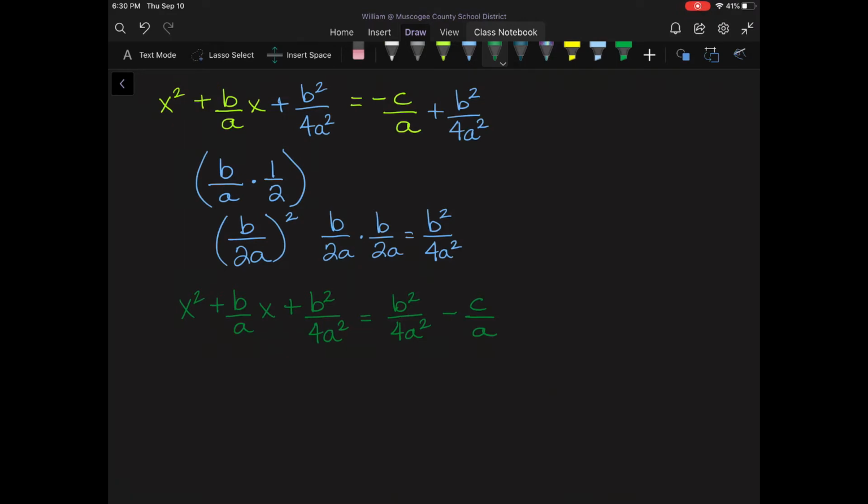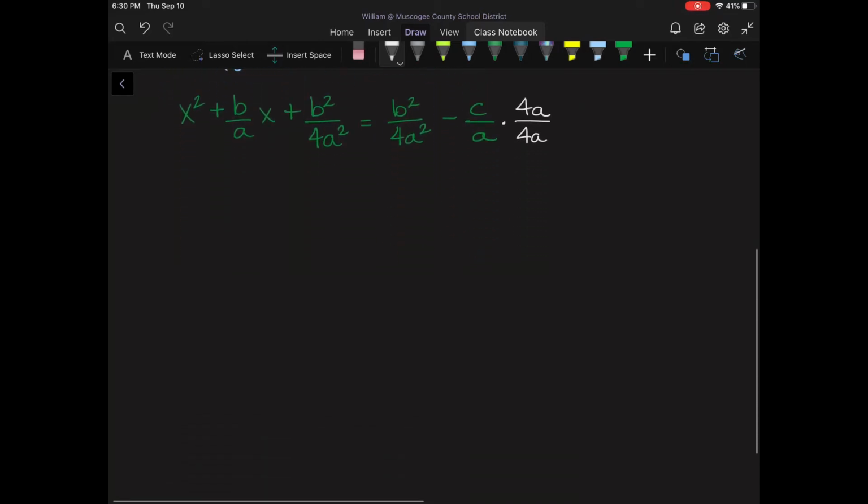So what we're going to do now is we're going to try to subtract these two on the right. Well, in order to subtract, we know that we have to have common denominators. So c over a, we're looking at the denominator a, and we need to say, okay, what do we need to multiply by in order to make it look like 4a squared? And that is 4a. So remember, if you do it to the bottom, you have to do it to the top. So now I have b squared over 4a squared minus 4a times c is 4ac, and then 4a times a gives us 4a squared.